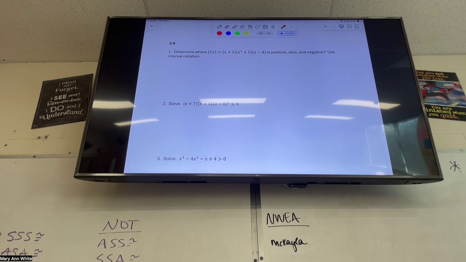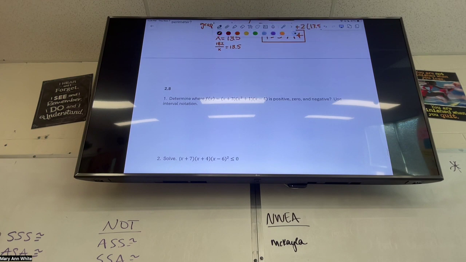Okay, pause. Let's just sketch a general polynomial graph. What does a polynomial look like? Kind of wavy, right? Just up and down, wavy back and forth. So I'm just drawing a very basic one. Where on this very basic graph is my graph positive? Where is it negative? And where is it zero?